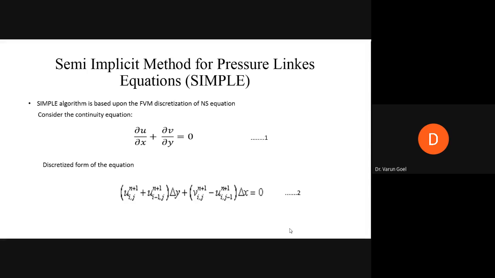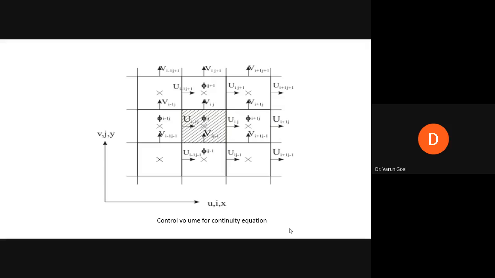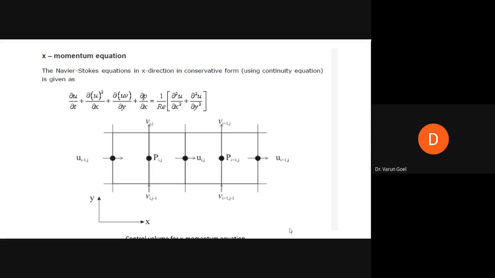Then what we do, with the help of that guessed value, we try to obtain U star, V star, W star, and then we try to validate the continuity equation by using these U star, V star, and W star. When our continuity equation is not satisfied, then we add a certain pressure, which is called a pressure correction.